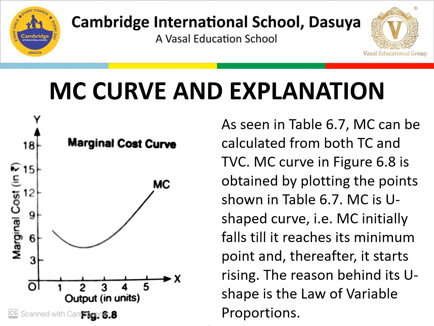So as seen in table 6.7, MC can be calculated from TC and TVC, which we have already understood. Now the MC curve in figure 6.8 is obtained by plotting the points shown in 6.7. So that I have also just told you. MC is a U shaped curve. Look, it is a bit in the shape of a U. Okay, from the bottom it is forming a bit of a U.